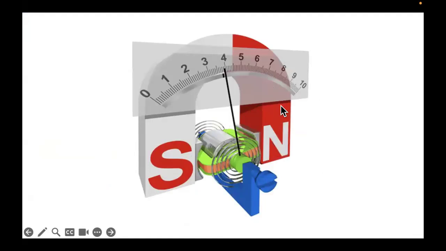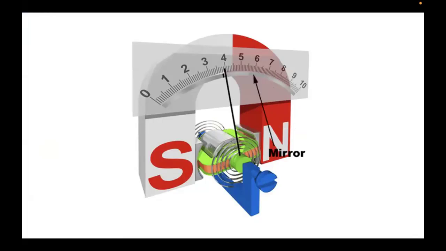Simply the concept is, whenever there is a current flowing in this coil, this current will use the electromagnetic field due to the magnet in order to move the coil, and then the movement of the coil, which is reflected in the spring, this movement will lead to a motion for the pointer till it reaches a value. Once the current stops, the spring will return the pointer to the zero scale.